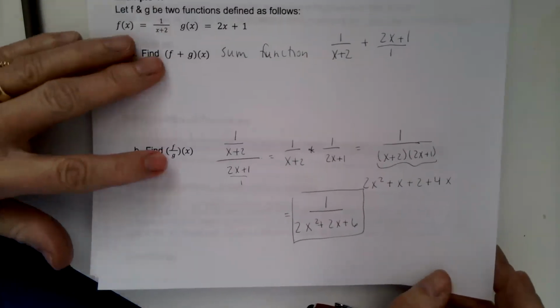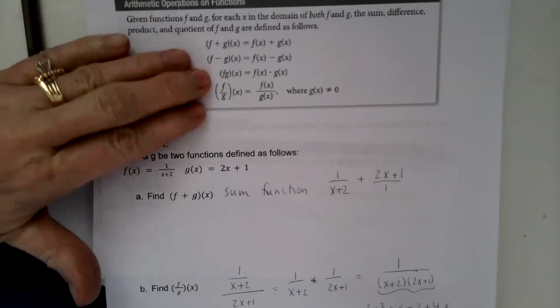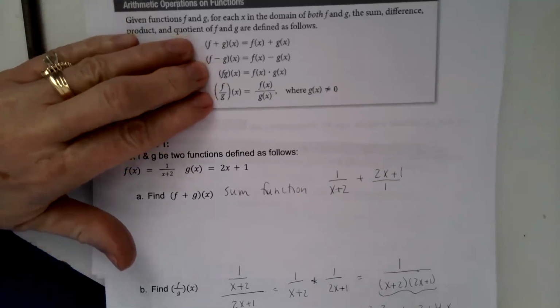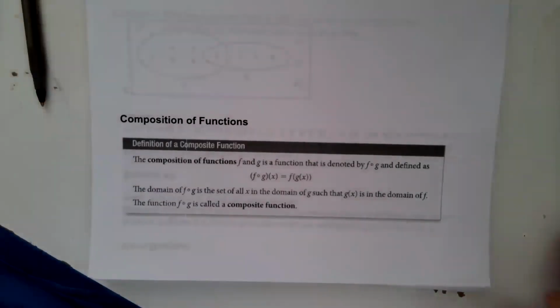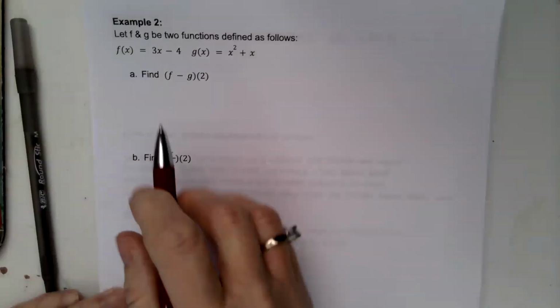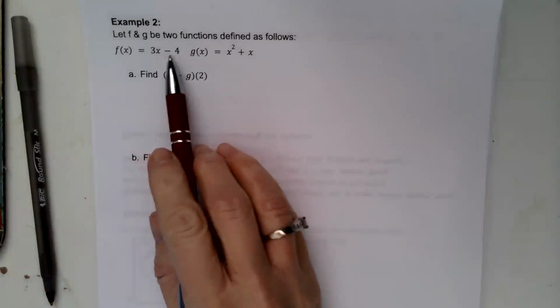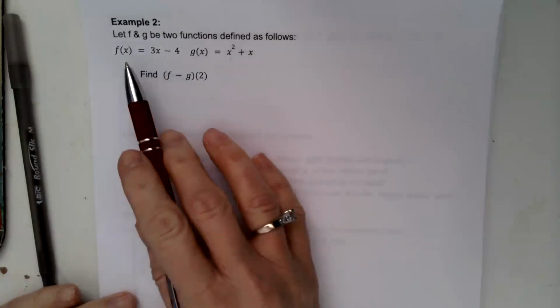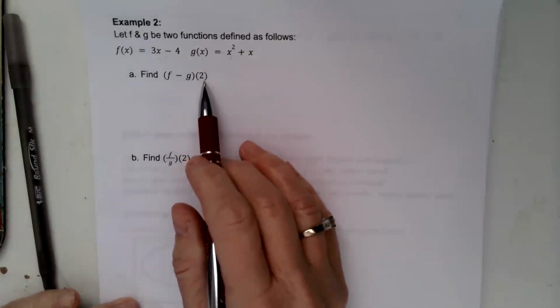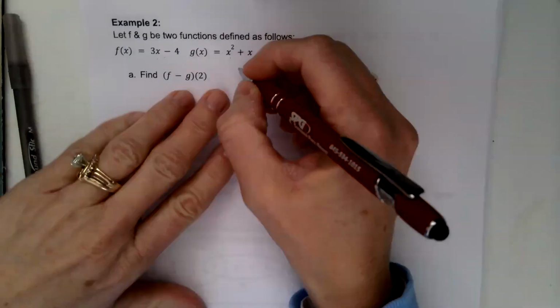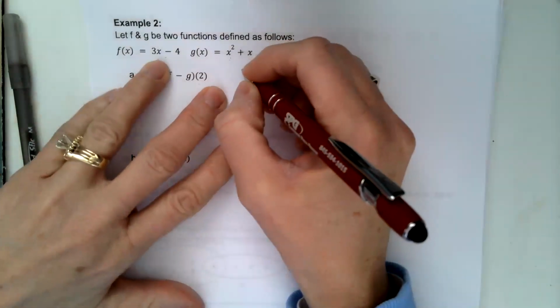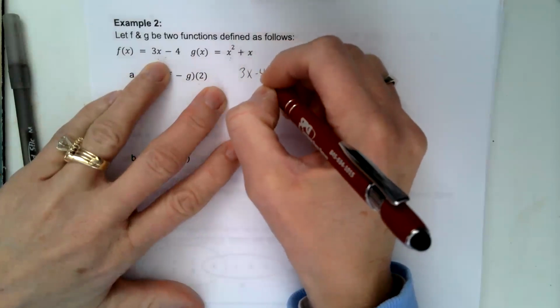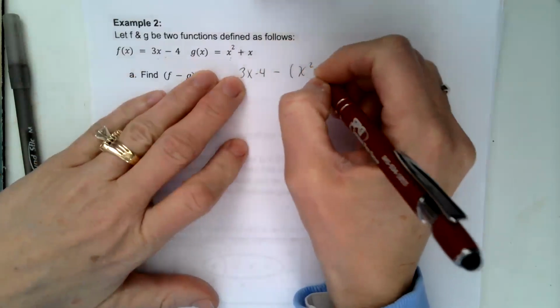You can also do the four algebra operations with these functions and evaluate them at some value as well. So now it says let functions f and g be 3x minus 4 and x squared plus x. And we want to find the difference between f and g, and I want to evaluate it when x equals 2. So I am going to take f, which is 3x minus 4, and I'm going to subtract g.